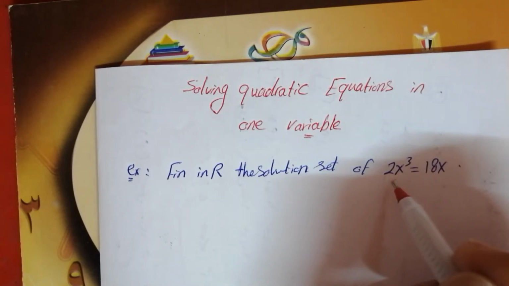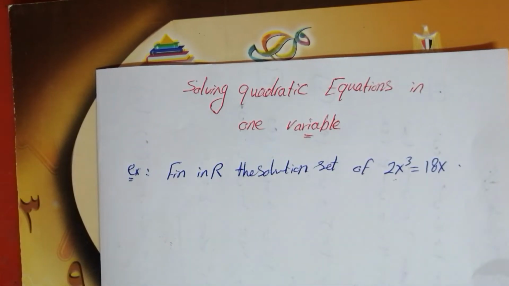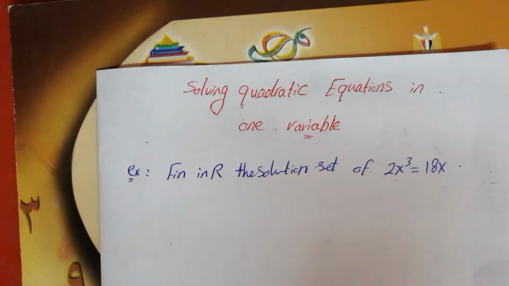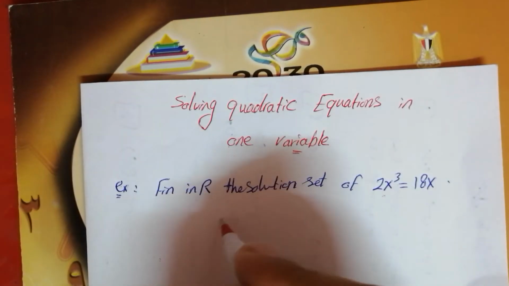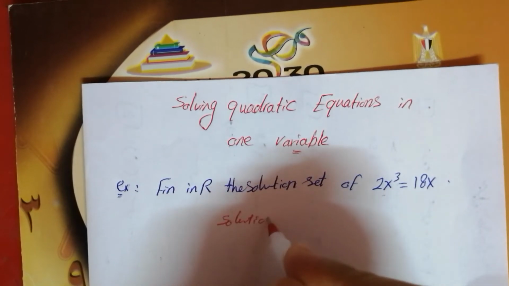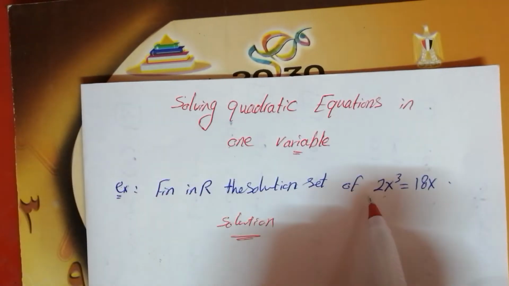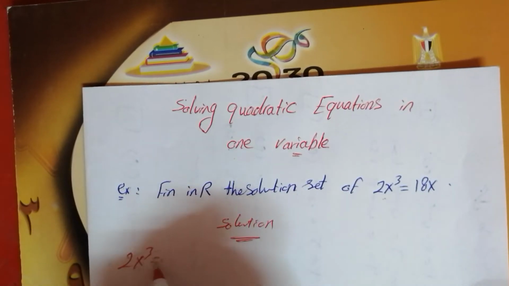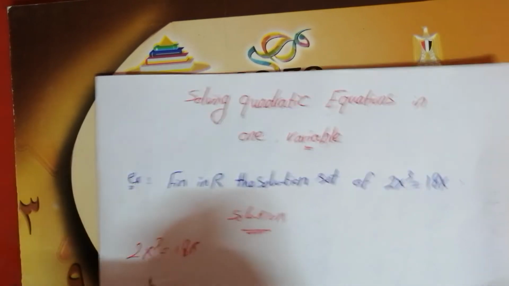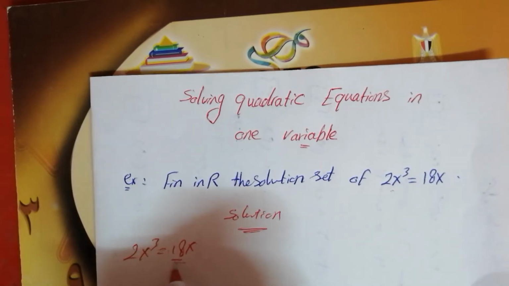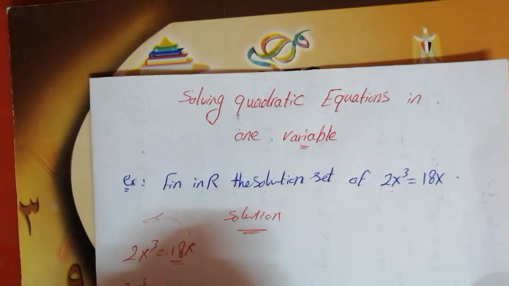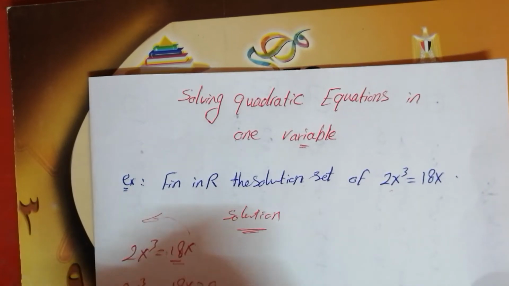So how to find the solution set? Yes, follow these steps and we will know how to find the solution set of this equation. Solution: 2x power 3 equal 18x. So 2x cubed equal 18x. So we can move 18x to the other side by a negative sign. So 2x power 3 minus 18x equal 0.